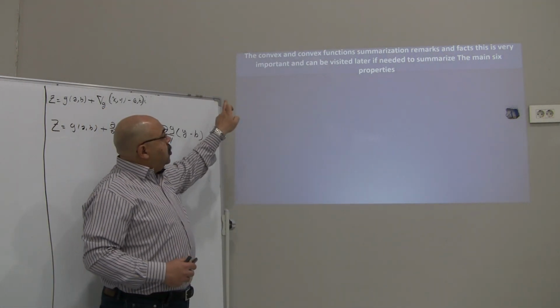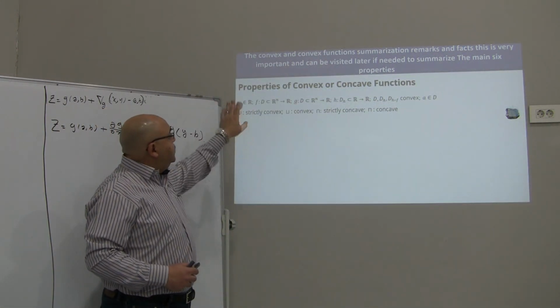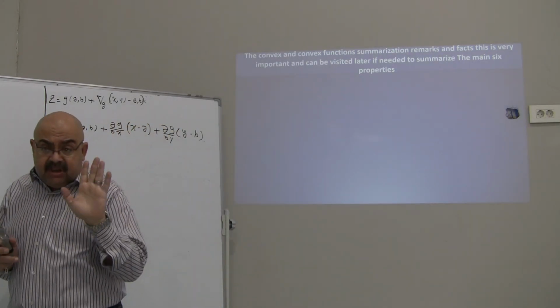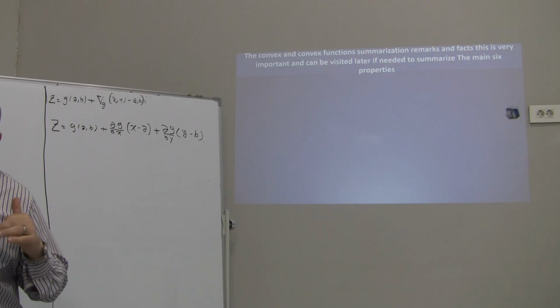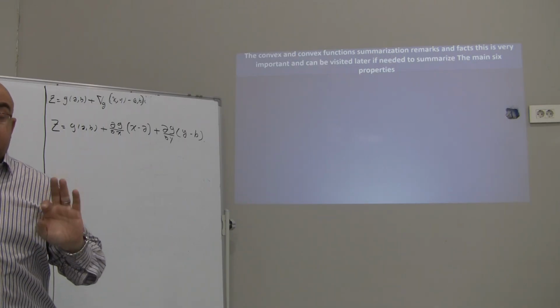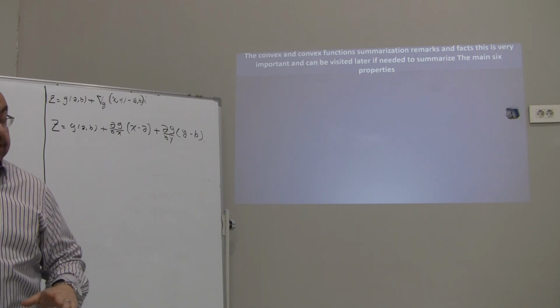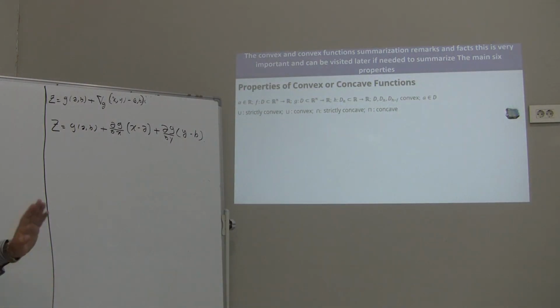Now the convex and concave function summarization. In this part, I have tried to sum up all the 6 properties that we explained, actually the 5 till the time being. The 6th I will go through deeply, but after these summarizations. So we summarized everything in these couple of lines.